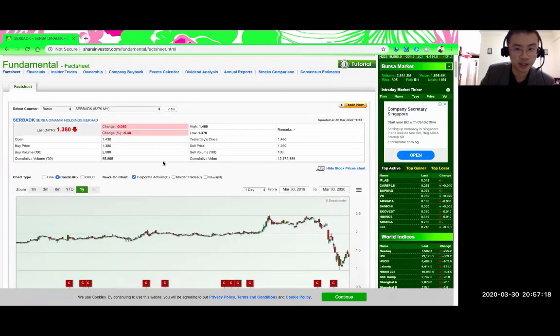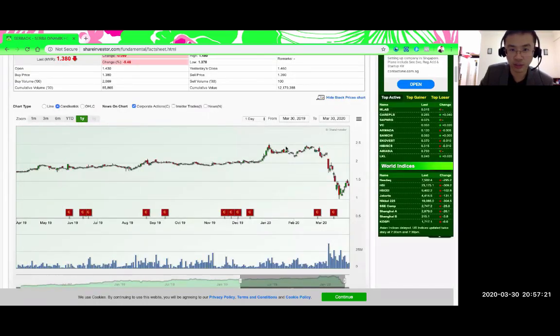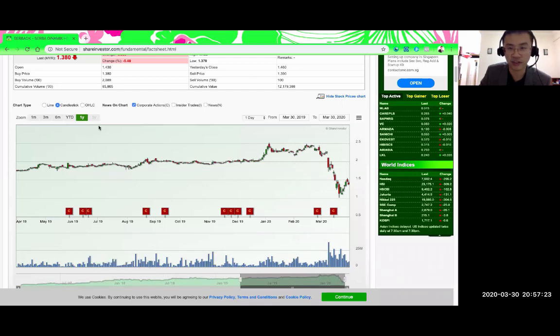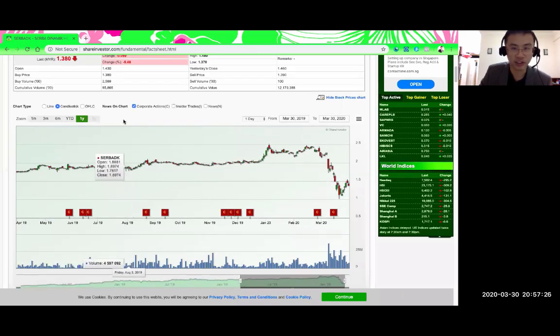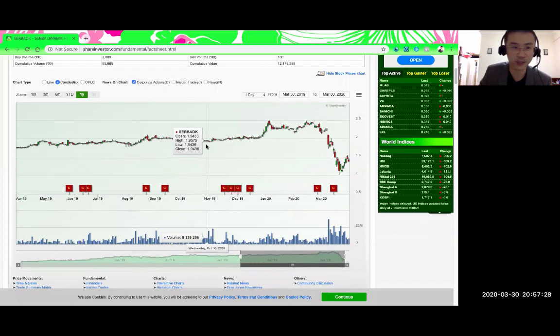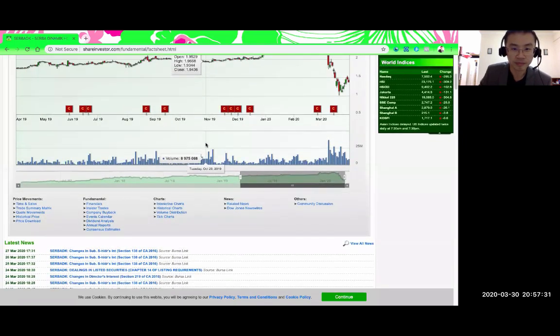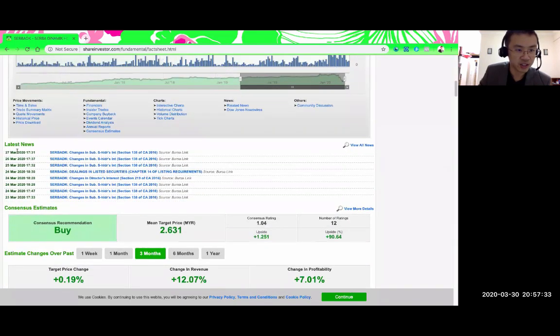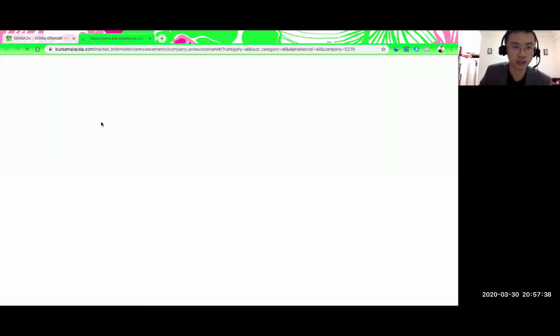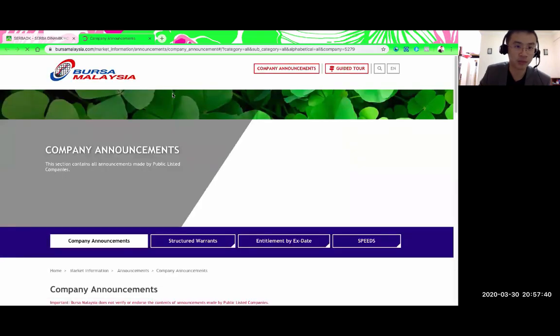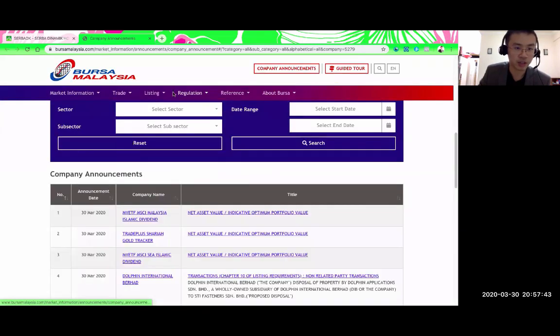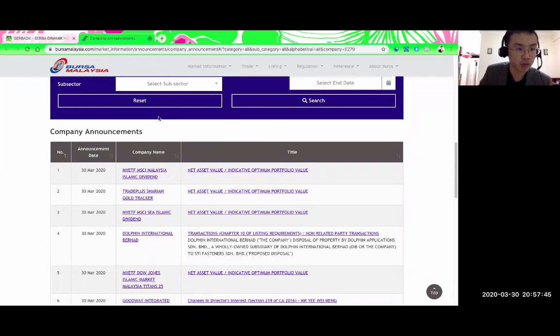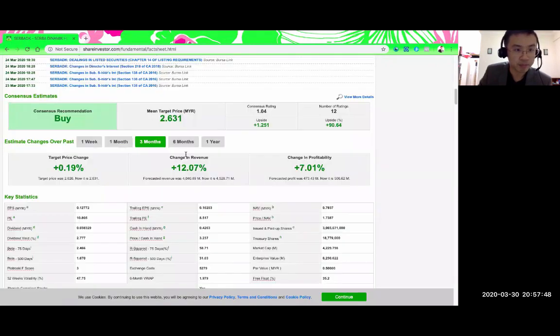This is the share price, the 1 year share price. Of course you can click 5 year, but Serba Dynamic doesn't have a 5 year chart because it's an IPO stock. This is the latest news. If you click the latest news, it links you directly to Bursa Malaysia, the company announcements, so you can find the Serba Dynamic announcements. And then this is the consensus estimate, which I will go into in detail later in the consensus estimate tab.